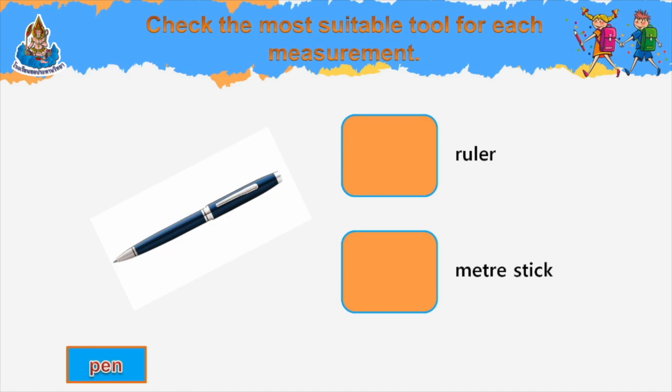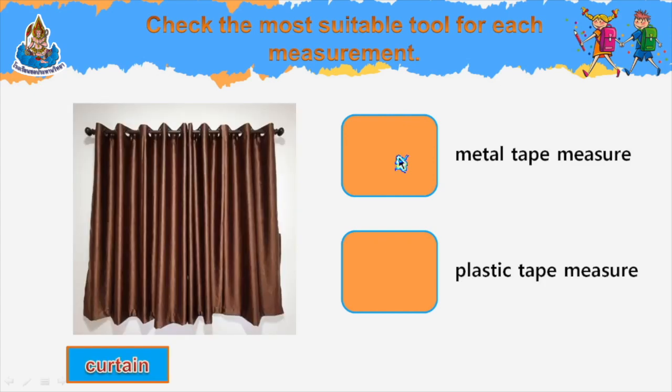How about this? I want to measure the length of my pen. Which one should I use? You're right. I'm going to use a ruler. A ruler. Next one. How about this? A curtain. This is a curtain. If I want to measure a curtain, which one should I use? A metal tape measure or a plastic tape measure? Yes, you're right. It's a plastic tape measure.